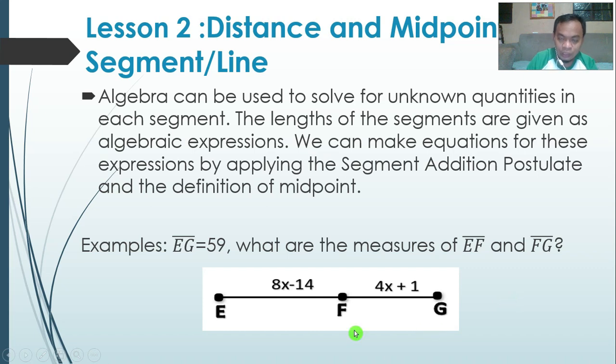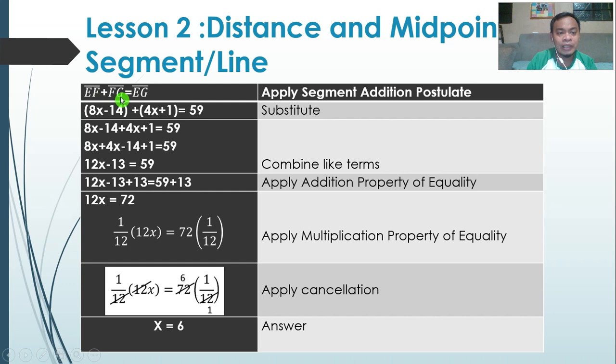Okay, so let's try to solve this one. EF plus FG is equal to EG, di ba? Merong given expression si segment EF, which is 8x minus 14. So since segment addition, add natin yung expression ng FG, which is 4x plus 1. Then equal to, EG is 59. Given po siya, di ba? So simplify, magiging 8x minus 14 plus 4x plus 1 is equal to 59. So combine like terms, makombine natin si 8x at si 4x. Tapos meron pa tayong negative 14 plus 1. So 8x plus 4x, magiging 12x. Negative 14 plus 1, magiging negative 13, is equal to 59.